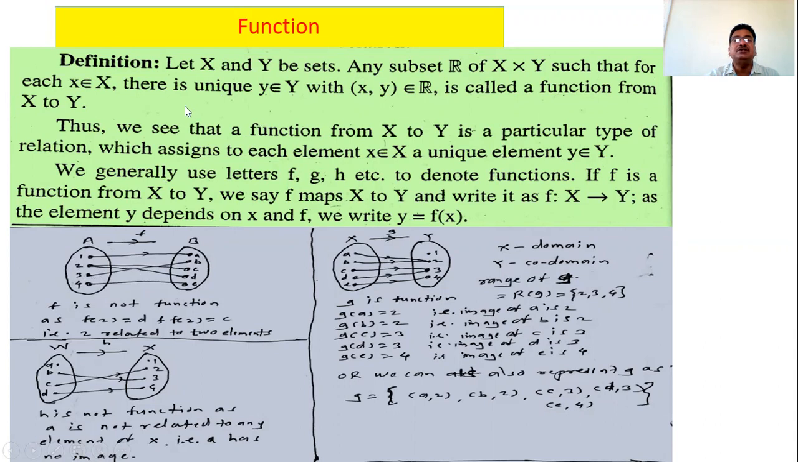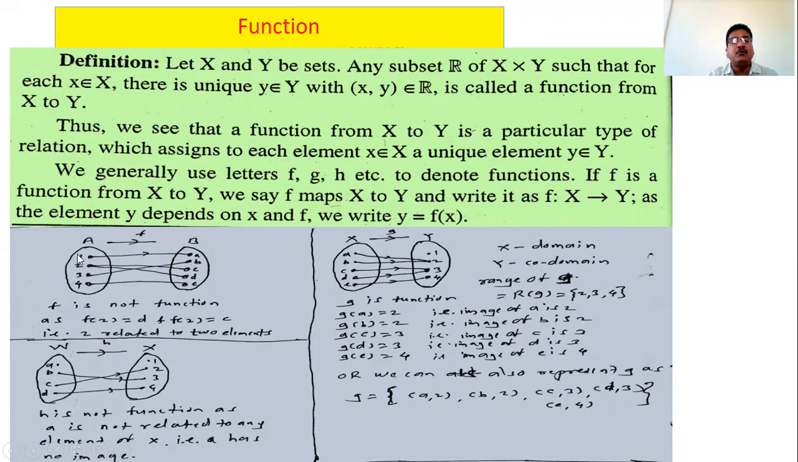A relation is called a function if each element of X, that is, in this example each element of A, is related to someone, so the each condition is satisfied. Each element of A is related to someone: 1 is related to someone, 2 also, 3 related to someone, 4 related to someone, and therefore the each condition is satisfied. But related to what? Not to unique elements.